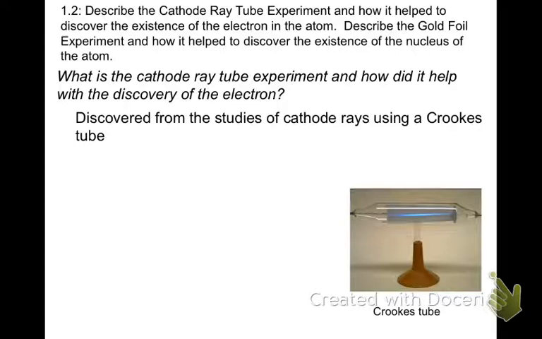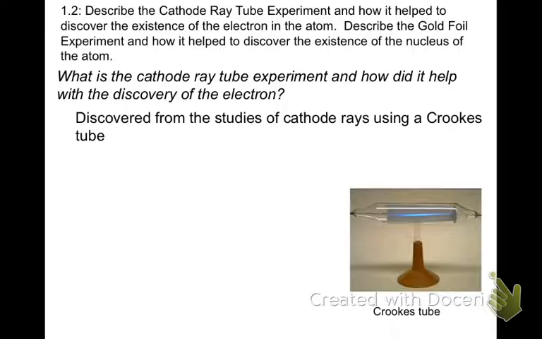Today we are going to take some video notes as opposed to regular live notes about the cathode ray tube experiment. We are moving on to page 3 of your notes, the second page of notes. About halfway down starts learning target 1.2. Everything from that point until learning target 1.3 is what we are covering. It says, describe the cathode ray tube experiment and how it helped to discover the existence of the electron in the atom.